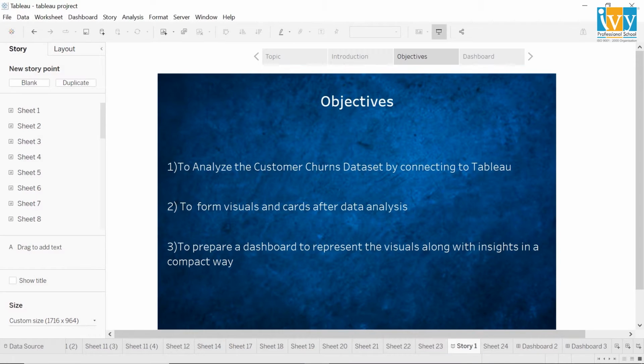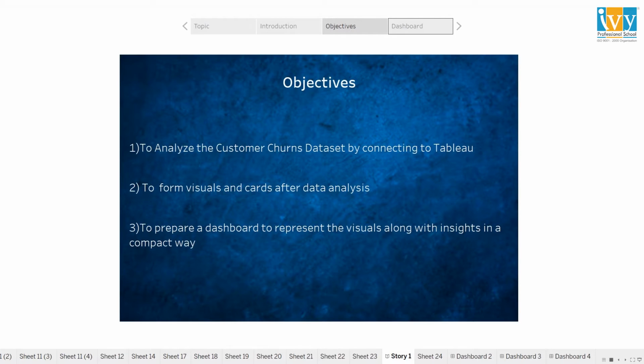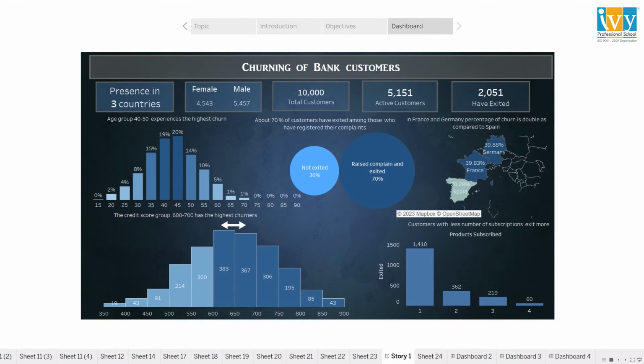Now moving on to the dashboard. This is how the final dashboard looks. The bank is present in 3 countries including France, Germany and Spain. Out of 10,000 customers, the female count is 4,543 and the male count is 5,457. 5,151 customers are active, which means they make transactions regularly, and these many have exited.